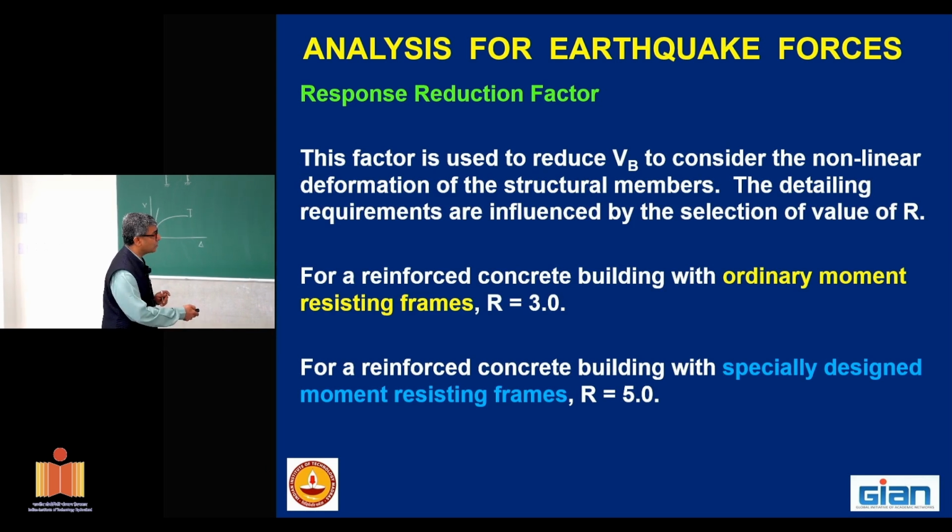But in case you are going for special detailing, then it is called a specially designed moment resisting frame, SMRF. The other acronym is OMRF. Then we can go for R equal to 5. That means you are lowering the force, but you are paying the price by having a more capable engineer to design the building as per the appropriate detailing.